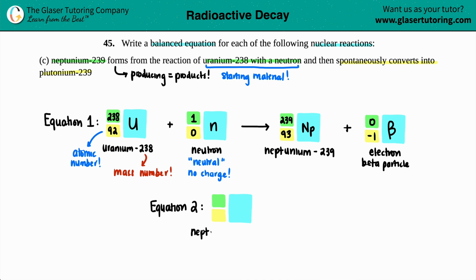So neptunium-239. We know that that's Np-239, 239 and a 93. Okay, beautiful. And now this will spontaneously convert. So I'm making a product, and that's going to be the plutonium now. So let's write that out. Plutonium.